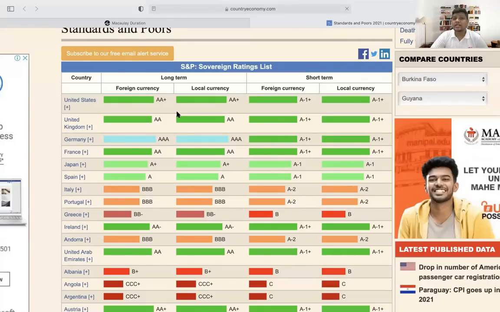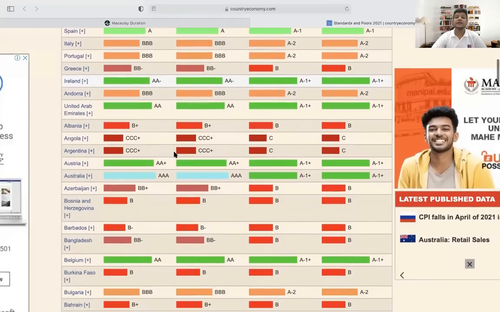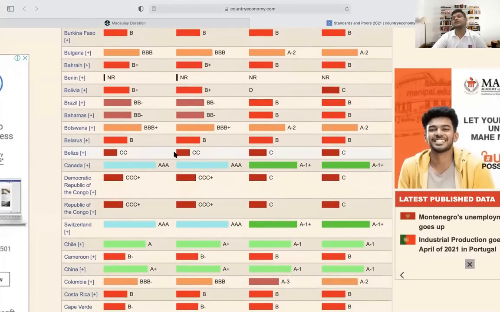US was enjoying a AAA credit rating, but that has been tarnished after the subprime crisis. So it's Germany, Switzerland. These are the countries which enjoy AAA credit rating as of now. Germany, Switzerland, Australia, they enjoy AAA credit rating.